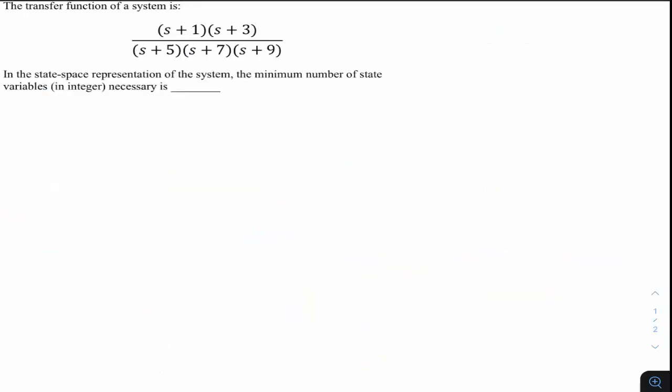This question was asked in GATE 22 of Instrumentation. This is from the control systems subject and the state space topic. The question is: the transfer function of a system is given. In the state space representation of the system, the minimum number of state variables, as an integer, necessarily is... This is very standard information: the minimum number of state variables is equal to the order of the transfer function.